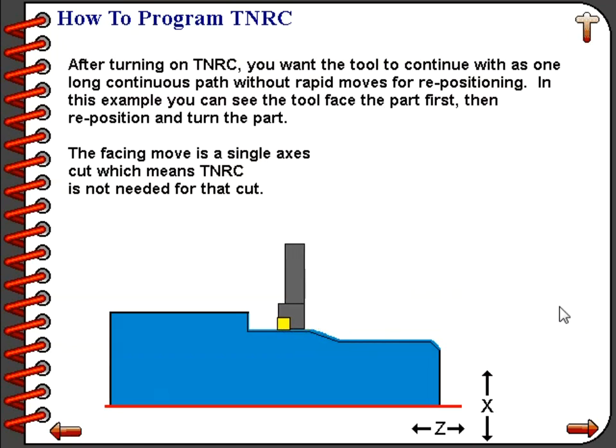However, when we are turning the rest of this workpiece, we would be making two combination moves, one to cut the chamfer at the front of the part, and then there is a taper midpoint along the turn. There we definitely need our tool nose radius compensation turned on.